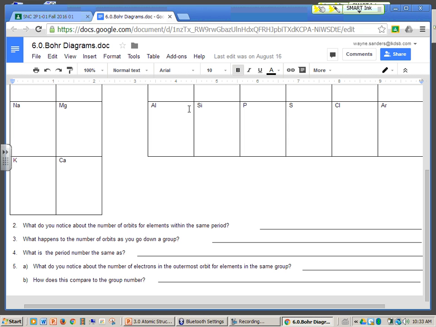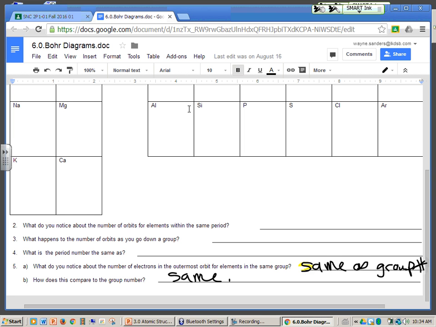So you can write that down. It's the same as the group number. Okay? How does this compare? Well, it is the group number. It is the same.